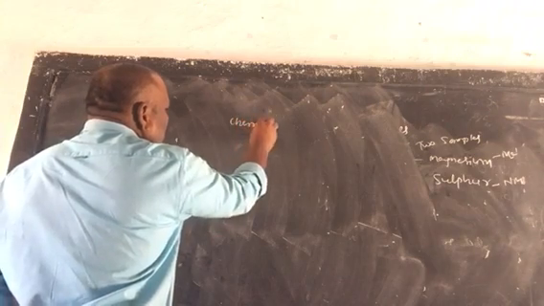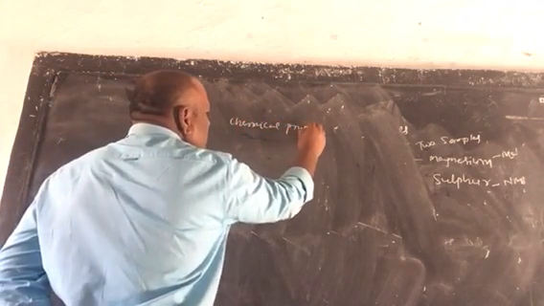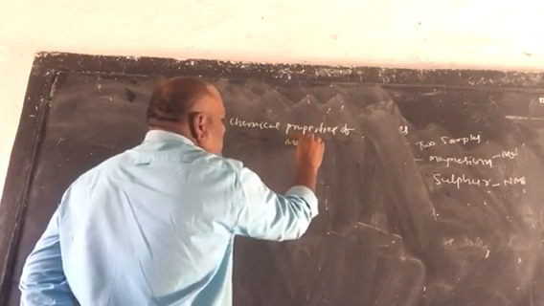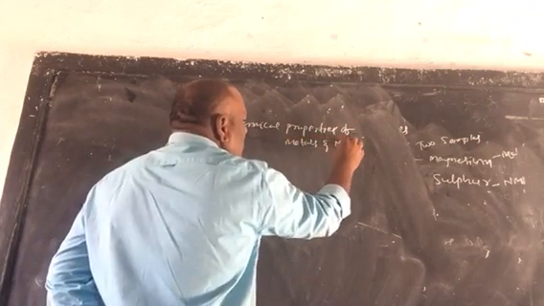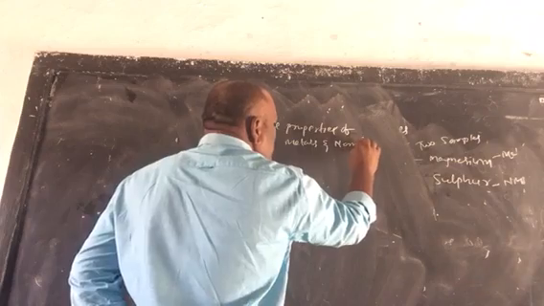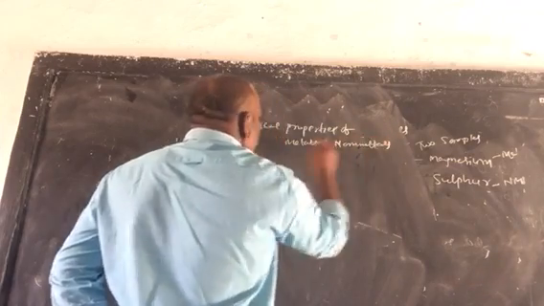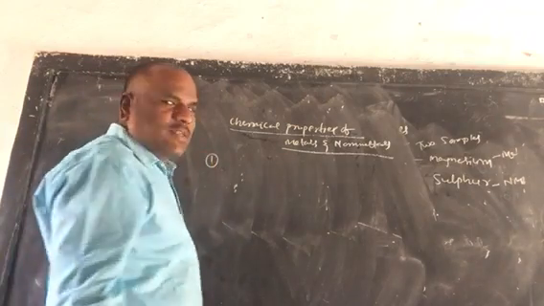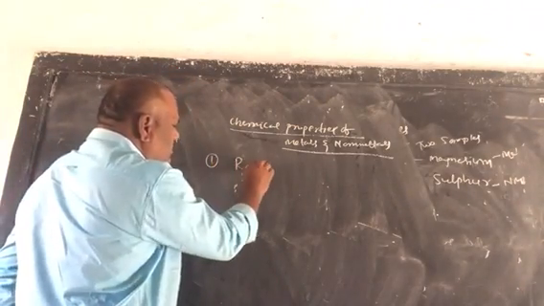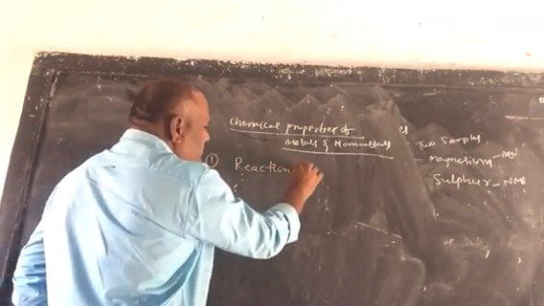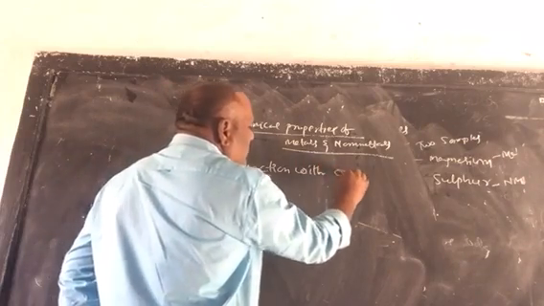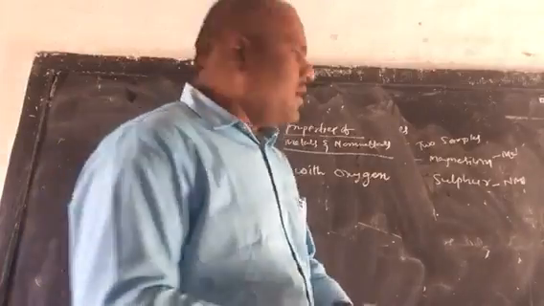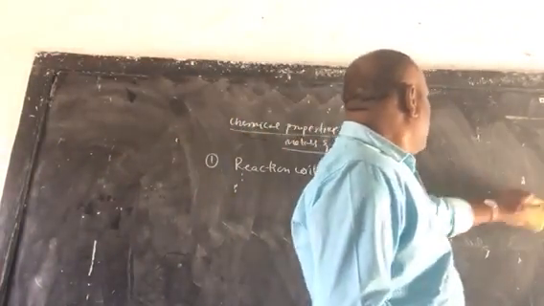Chemical properties of metals and non-metals. The first chemical property I would like to explain is reaction with oxygen. First chemical property, reaction with the oxygen.